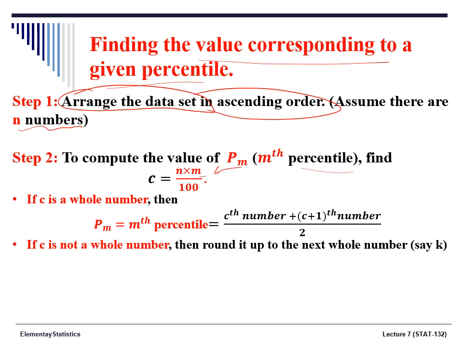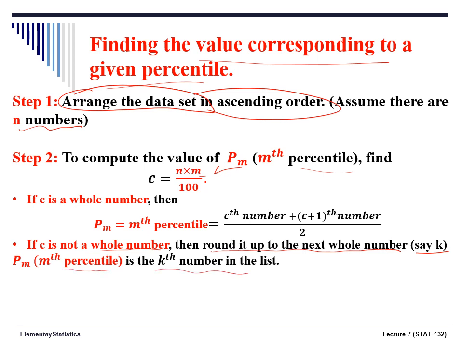If C is not a whole number, then we round it up to the next whole number, let's say K. The rounded number is now K. Then P sub m, the mth percentile, is the Kth number in the list.